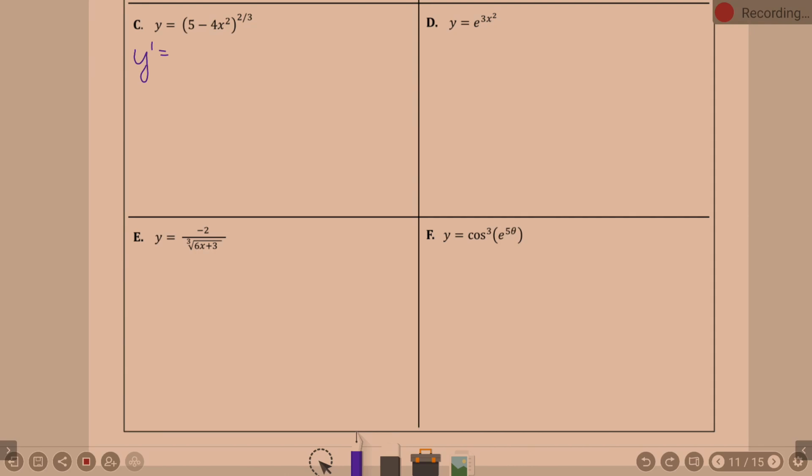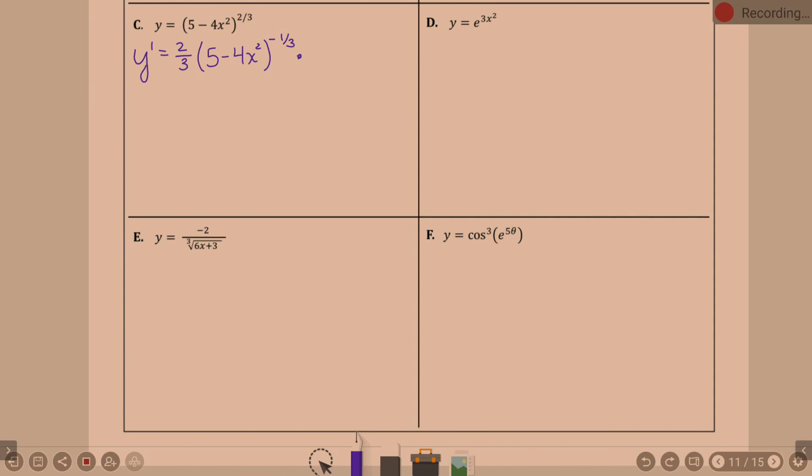Where are you starting here? 2/3 and 1/3. Okay, power moves out front. That's my 2/3 out front. What's inside my parentheses? 5 minus 4x squared. What's my power? -1/3. 2/3 minus 1, so 2/3 minus 3/3, -1/3. Am I done? Of course not. Times -8x.